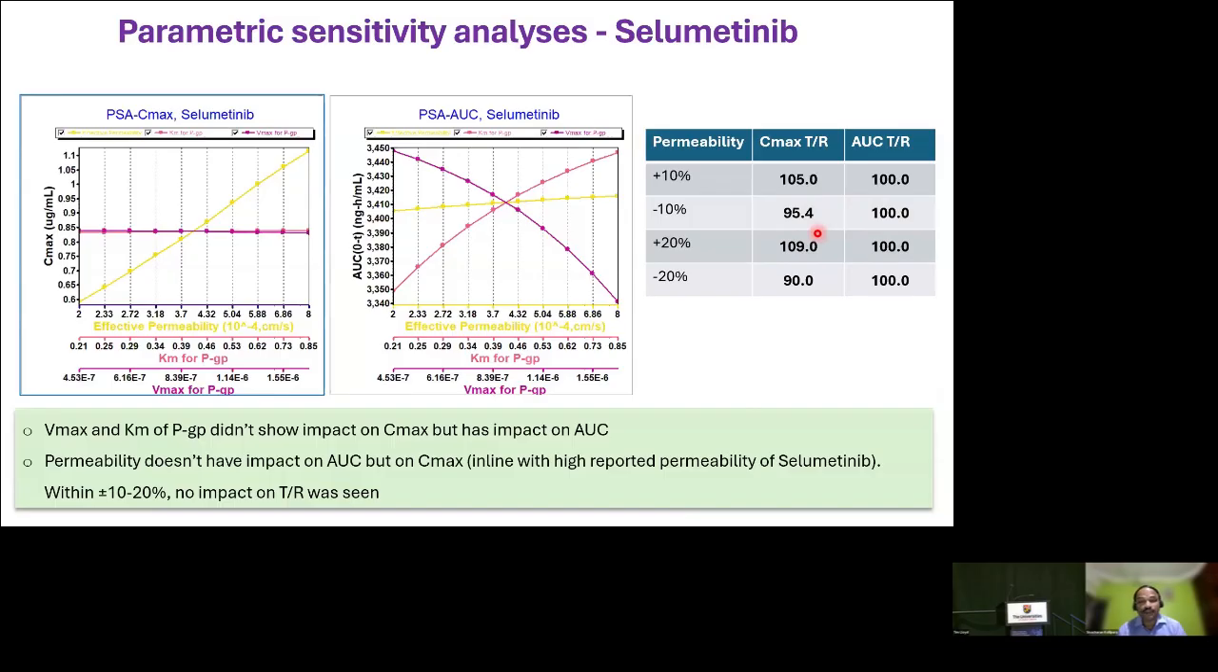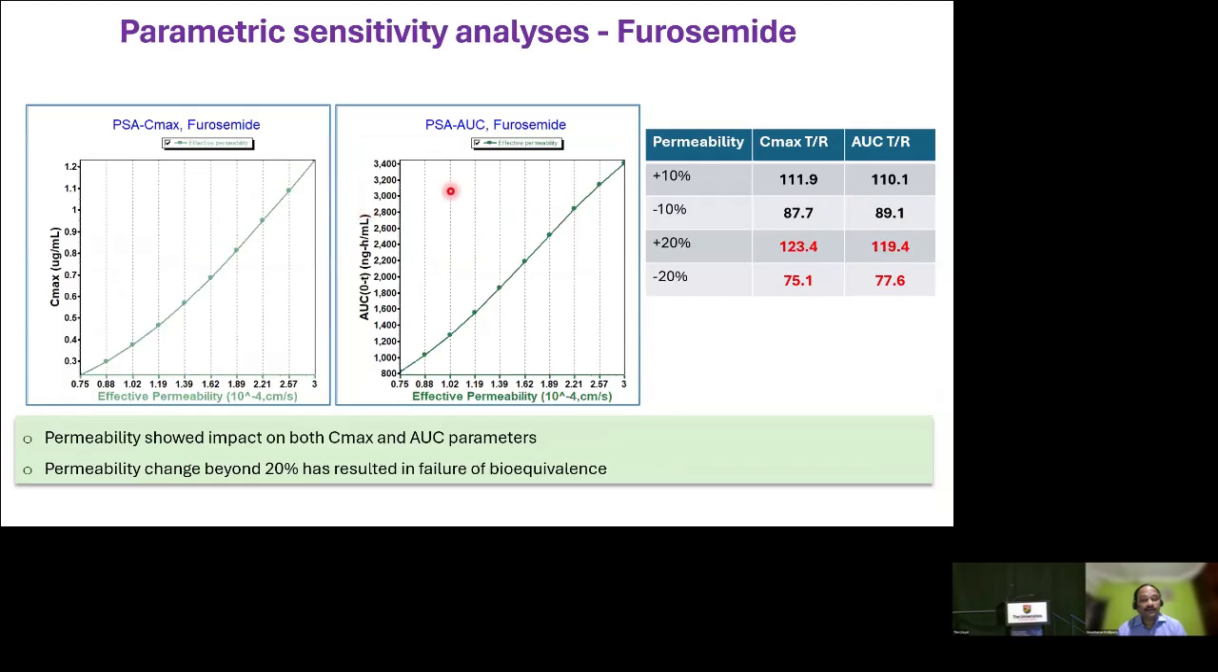that has been observed. The last molecule, furosemide, and here we have studied the impact of permeability, and clearly permeability also impacted the Cmax and AUC, and the permeability alterations within plus or minus 20% have clearly impacted the T/R ratios.